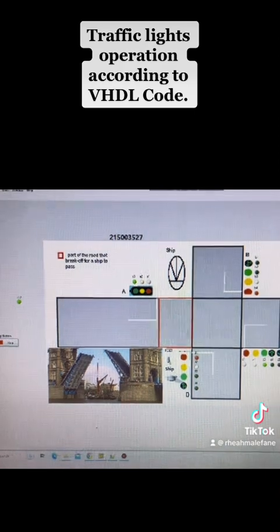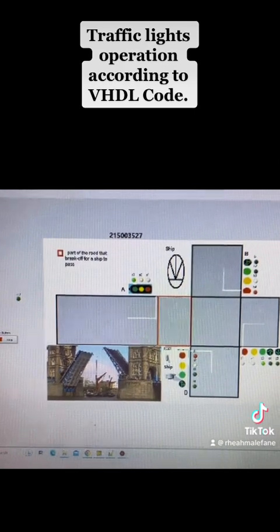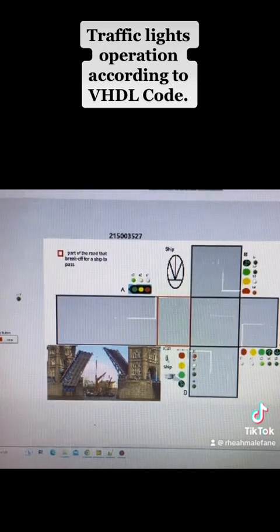And this brings us to the end of our operation, and it goes like that over and over again.